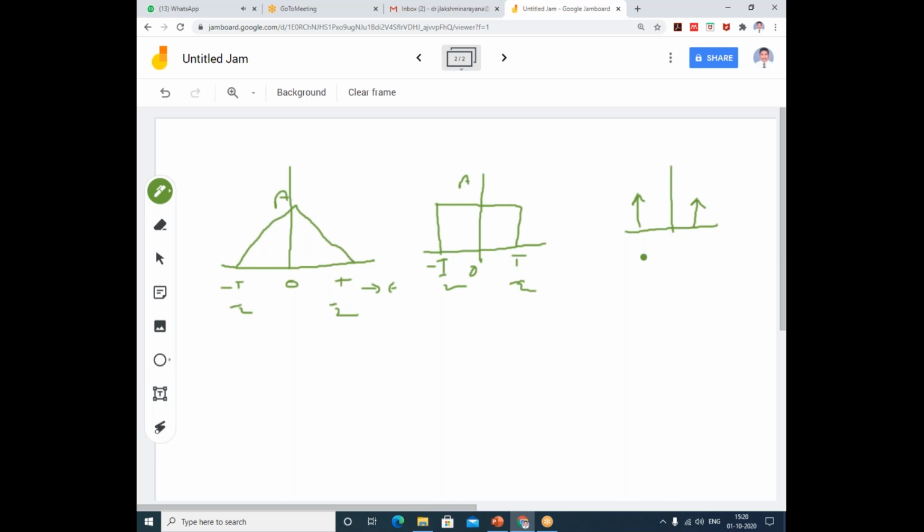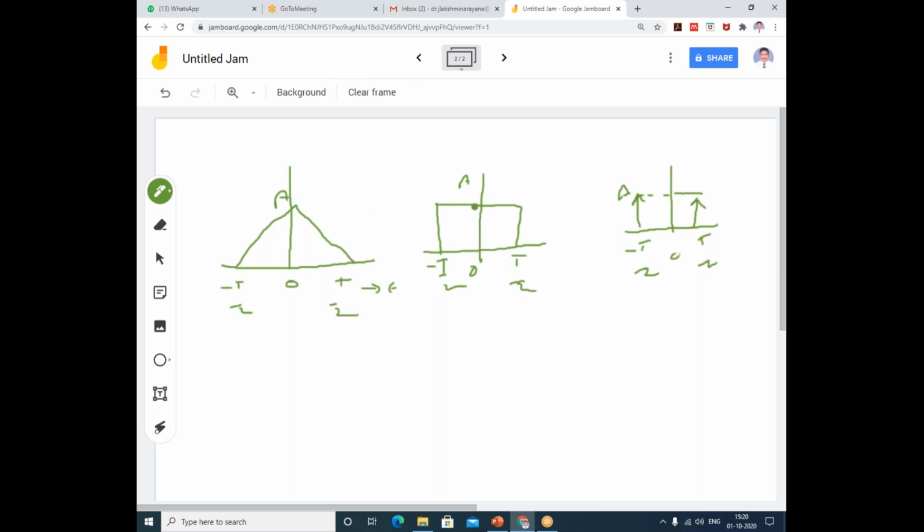The amplitude is A, and it exists from minus T by 2 to T by 2, and it is 0 outside. Here the amplitude of this pulse is A.